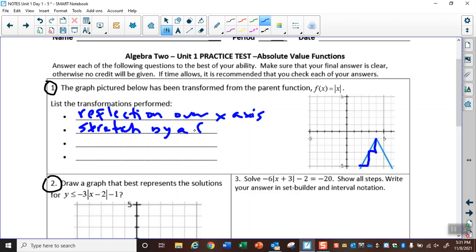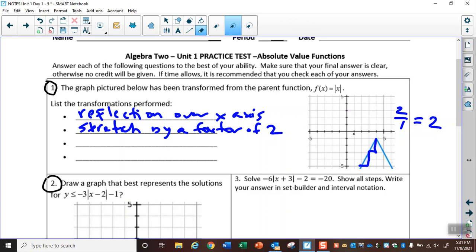by a factor of 2. All right, because my slope is 2 over 1, right? Down 2 over 1. All right, so that's a factor of 2. That's a steeper slope. And then it is shifted to the right. I forgot to count while I was 1, 2, 3, 4. So to the right, 4.